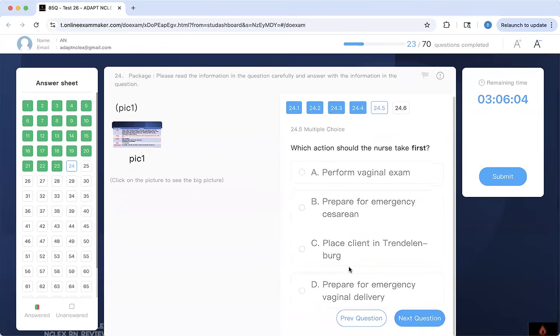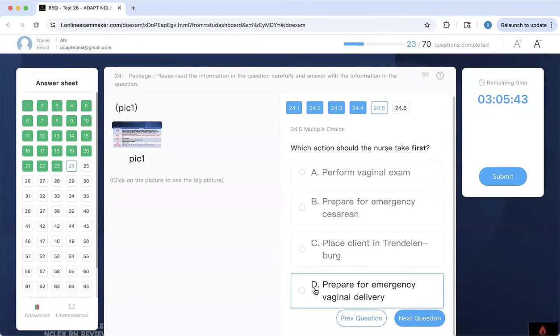Which action should the nurse take first then? She's bleeding. Perform a vaginal exam to check the bleeding, prepare for emergency C-section, place the client in Trendelenburg position, prepare for emergency vaginal delivery. What do you think we're going to do? Mommy is in shock. Baby is not doing well. Mommy has placenta previa. Pick your answer.